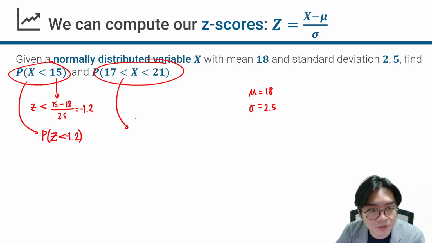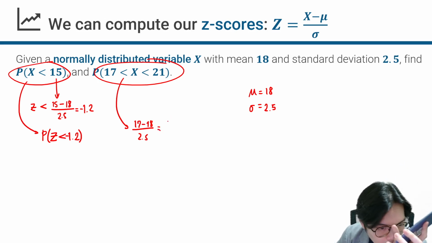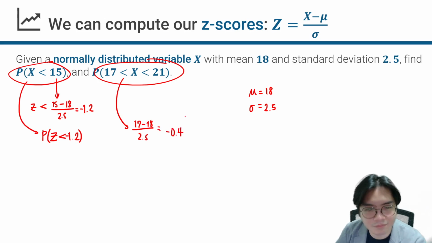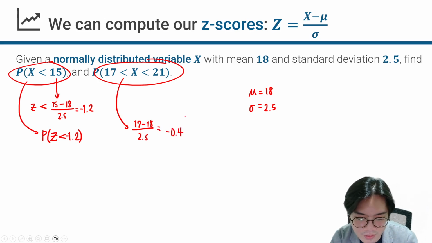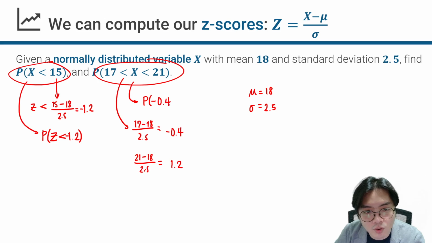This is just going to be 17 minus 18 over 2.5. This is what? Minus 0.4? Is that right? Yes, minus 0.4. And this one now is 21 minus 18 over 2.5. This is 1.2. So this is the same thing as the probability that your z-score is between negative 0.4 and 1.2.